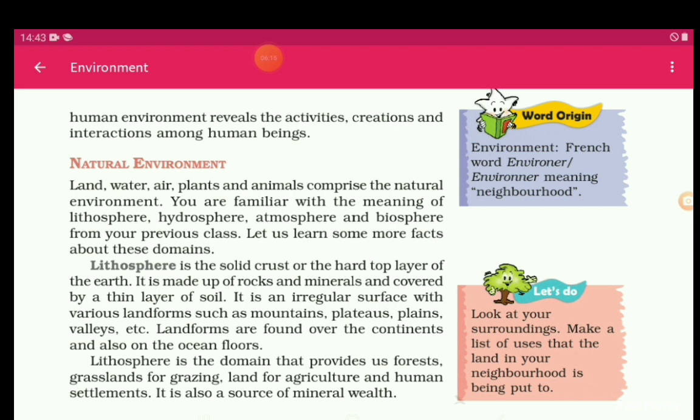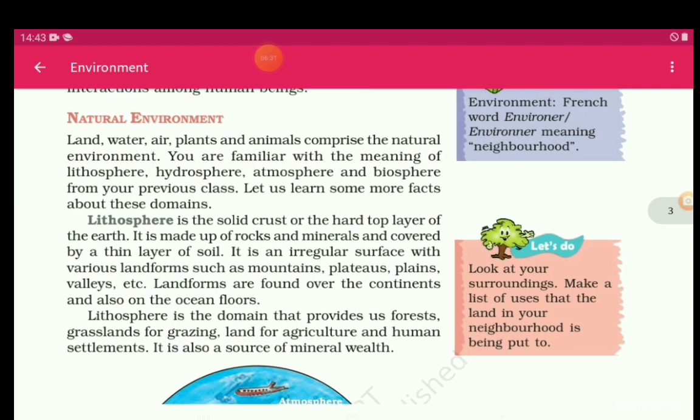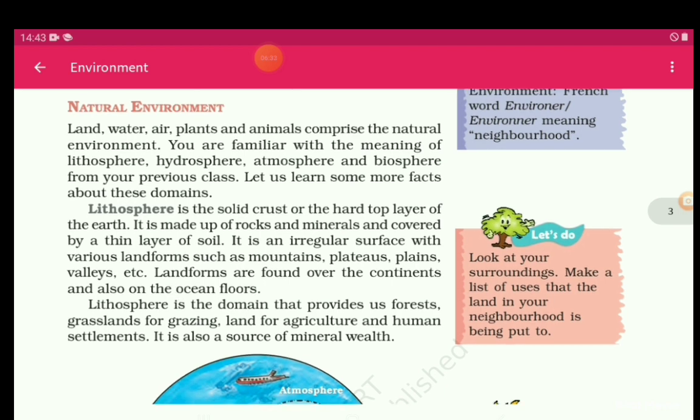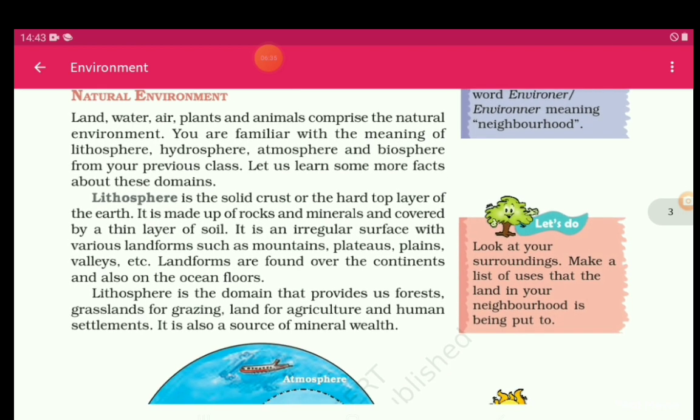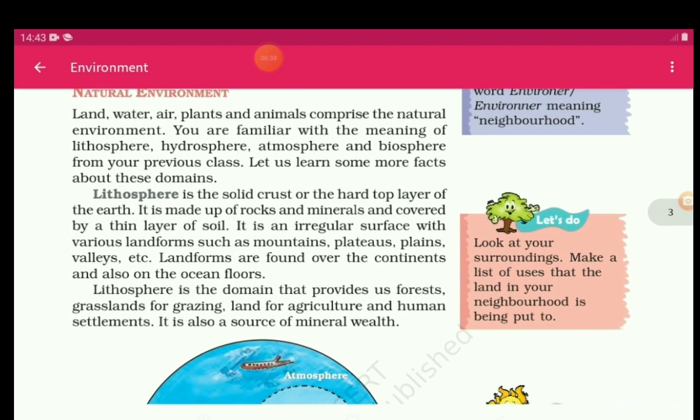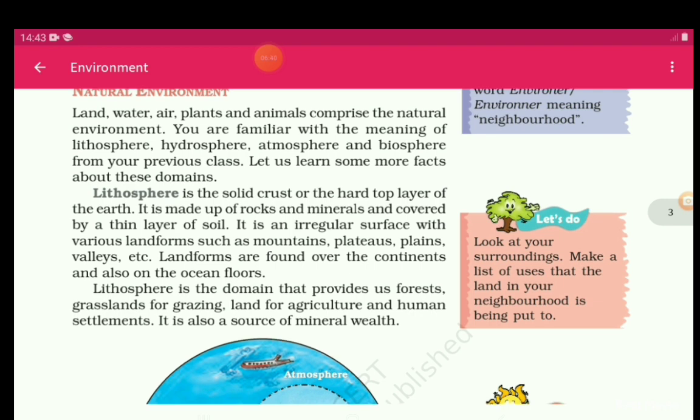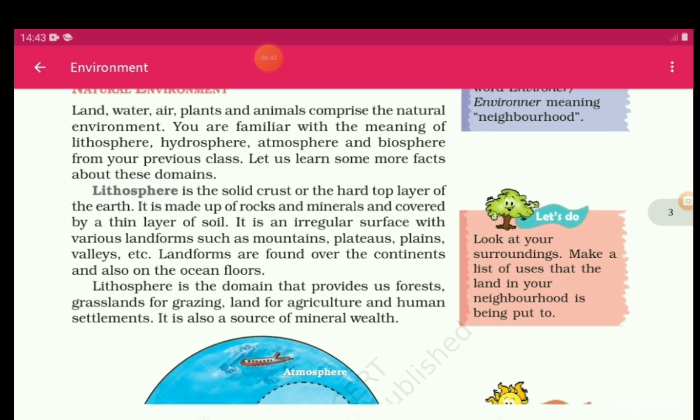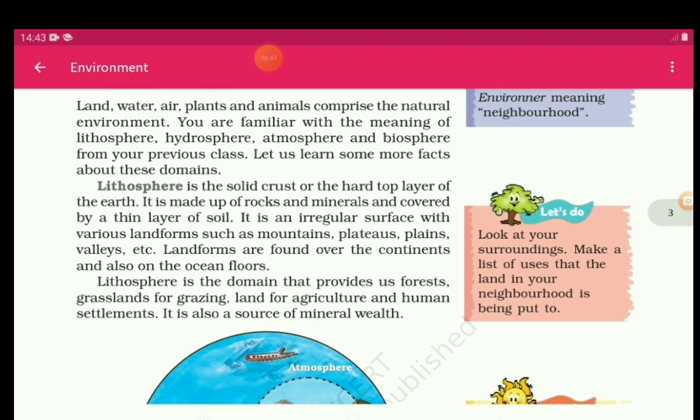Environment. French word environ. Environ meaning neighborhood. Means environment came from the French word environ. This is the important thing which comes in your exam. Natural environment. Land, water, air, plants, and animals comprise the natural environment. You are familiar with the meaning of lithosphere, hydrosphere, atmosphere, and biosphere from your previous classes.